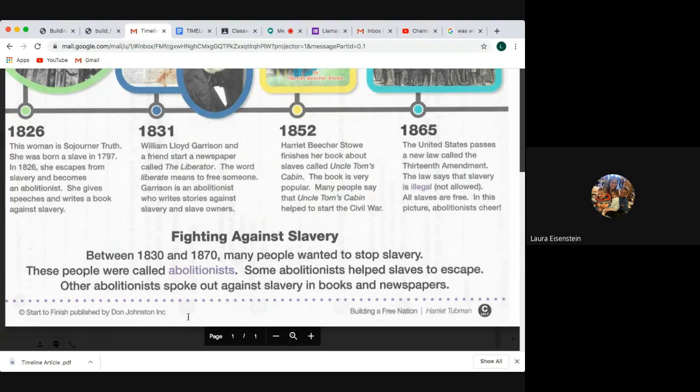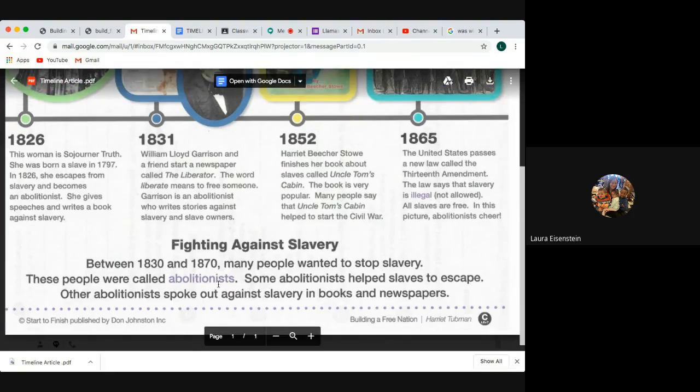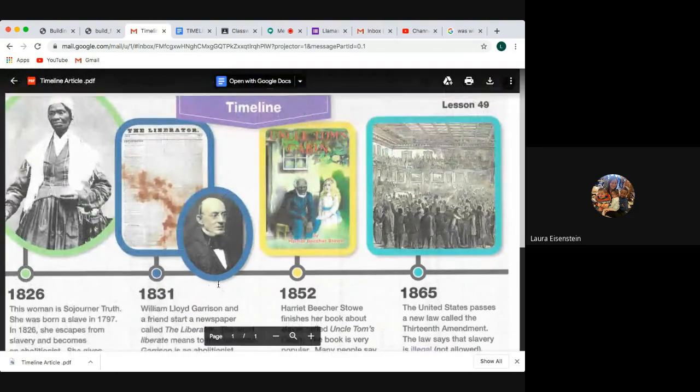Okay, so now let's take a look at the start of our timeline. We have a picture right here, and our first date is 1826. And if you notice the dates, we have 1826, 1831, 1852, and 1865. So you'll notice that these are in the order in which they happened. So the earliest date to the latest date.